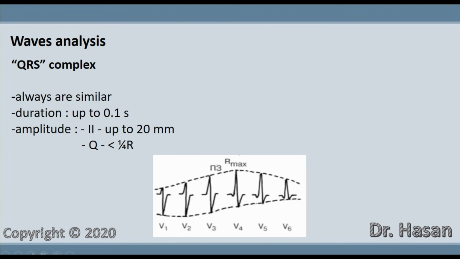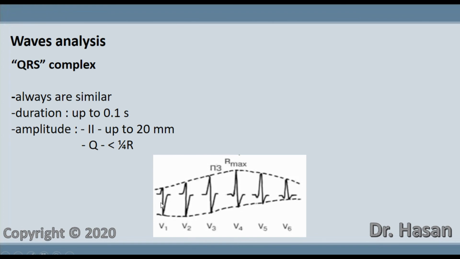Analysis of the QRS complex. When we look at the QRS complex, we should determine whether the QRS complexes are similar or not. Normally, they are always similar. We should determine its duration. Normally, it is up to 0.1 second. We should determine the height of each wave. For that, pay attention to the following figure.